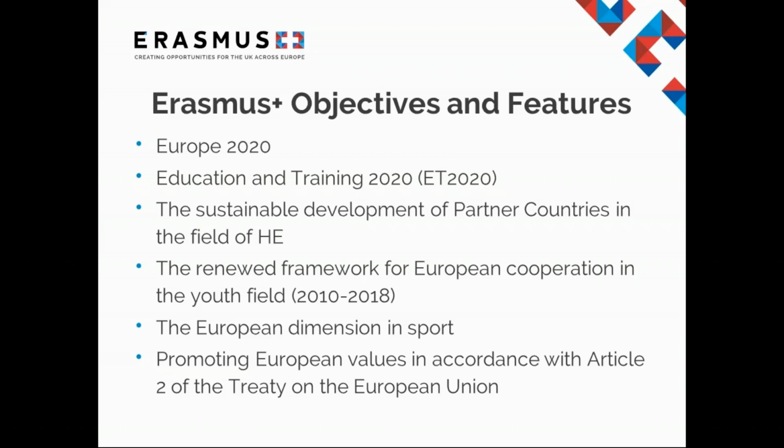The Europe 2020 strategy, including the headline education target; the strategic framework for European cooperation in education and training; the sustainable development of partner countries in the field of higher education; the renewed framework for European cooperation in the youth field; the objective of developing the European dimension in sport, in particular grassroots sport, in line with the EU Work Plan for Sport; and the promotion of European values in accordance with Article 2 of the Treaty on the European Union, which include human dignity, freedom, democracy and equality.